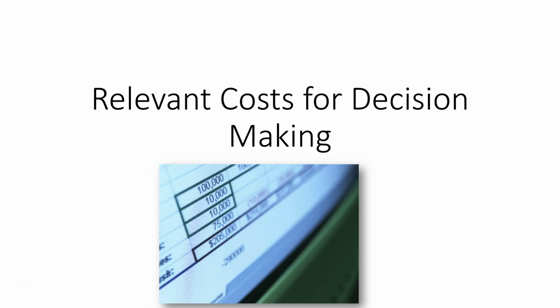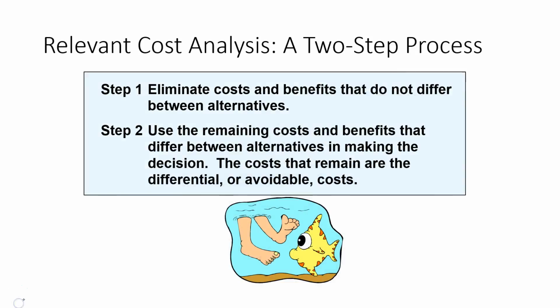Hello and welcome to this short recording that is again about relevant costs for decision making, and it looks at an example of making a particular decision based purely on the relevant costs. So there's a two-step process to relevant costing. What you want to do firstly is eliminate any costs or benefits that are not relevant, and then look at what you are left with, so the remaining costs and benefits from your decision that you can then use to decide whether you should go ahead with a particular decision or not.